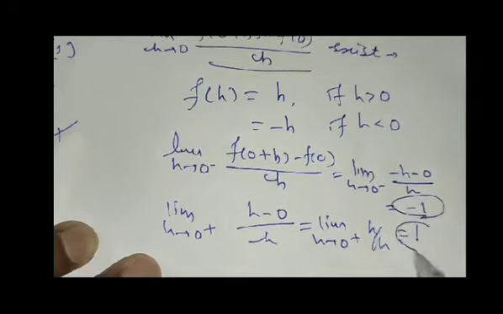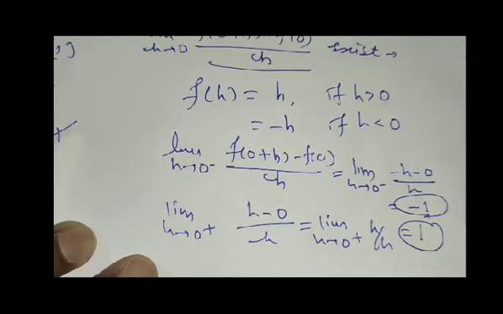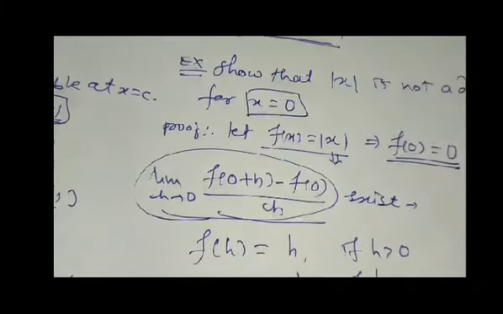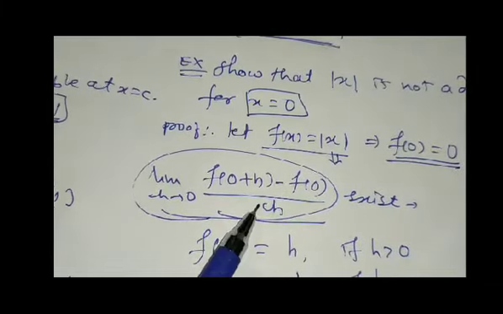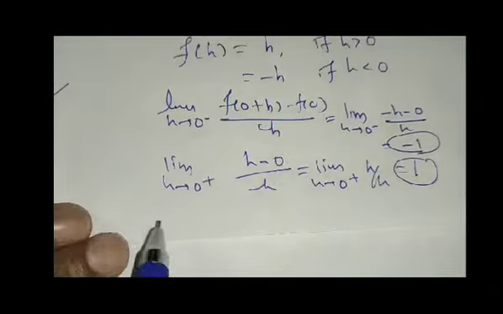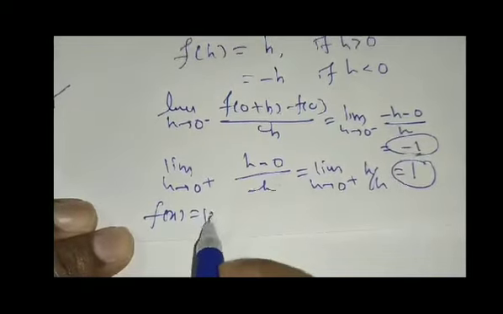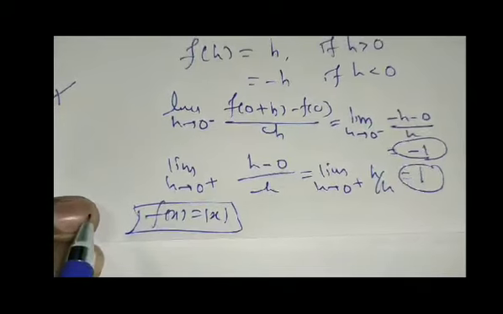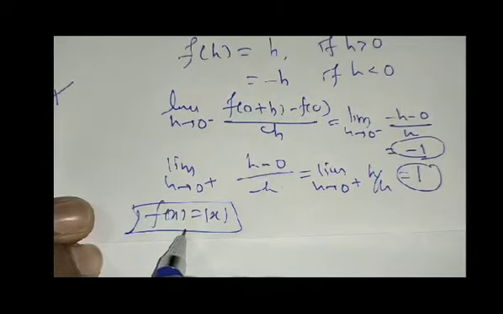So here the left hand limit and right hand limit both are distinct, and therefore this limit does not exist. And this limit does not exist, that means the function f of x is equal to mod x is not derivable, and we cannot find the derivative of that function.